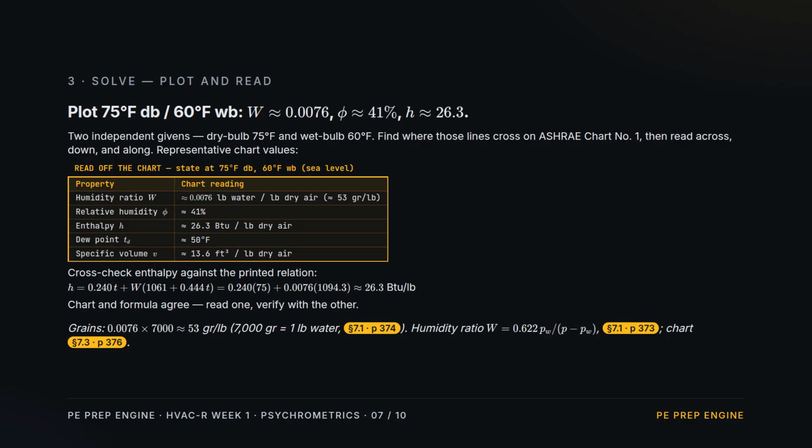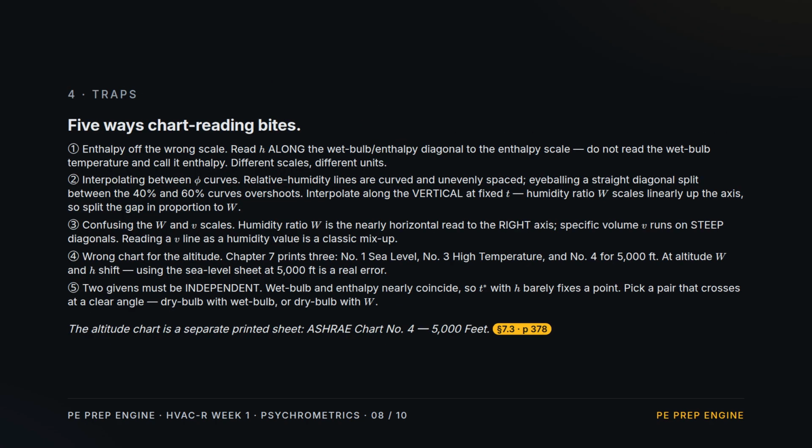Solve, plot, and read. 2 givens: dry bulb 75, wet bulb 60. Where they cross, read across to the right axis. Humidity ratio about 0.0076, roughly 53 grains. Read the relative humidity curve, about 41%. Along the diagonal, enthalpy about 26.3. Drop left for a dew point near 50. Cross-check the enthalpy with the printed relation. It lands on 26.3.